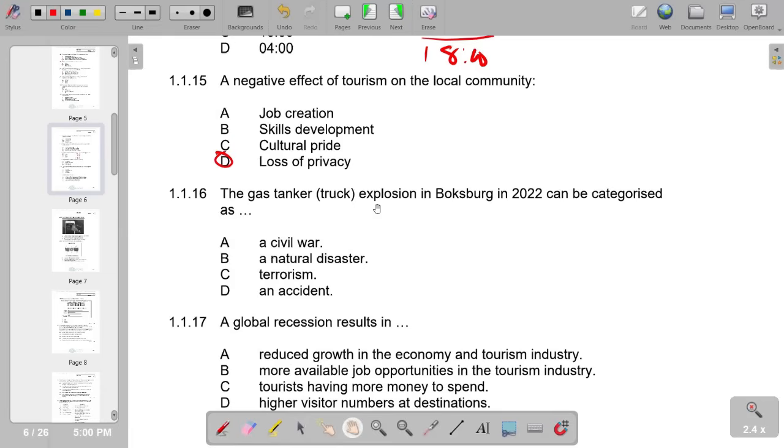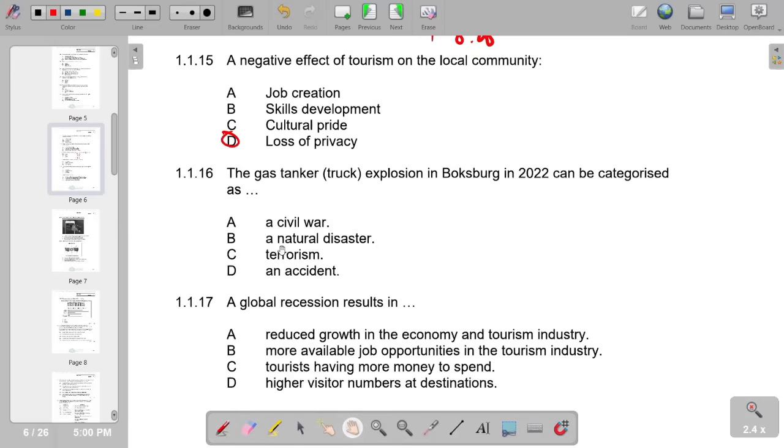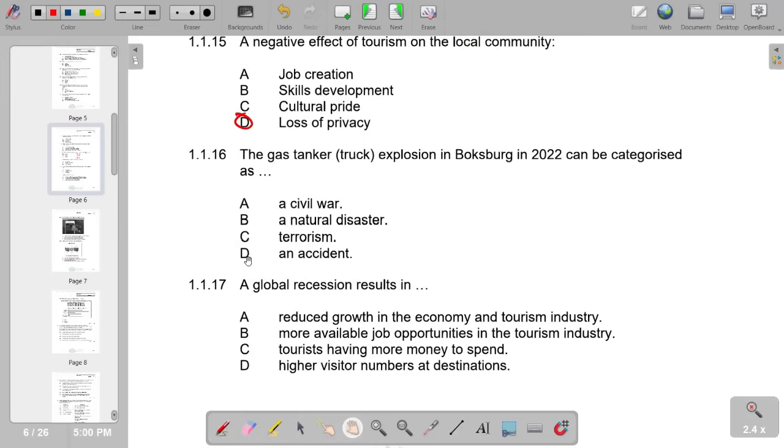A gas tanker or truck explosion in Volkswagen in 2022 can be categorized as an accident. So we have an accident, which is D. A global recession results in... obviously, when it's a recession, it's a contraction in global activities. So basically, it's reduced growth in the economy and tourism industry. We have A.